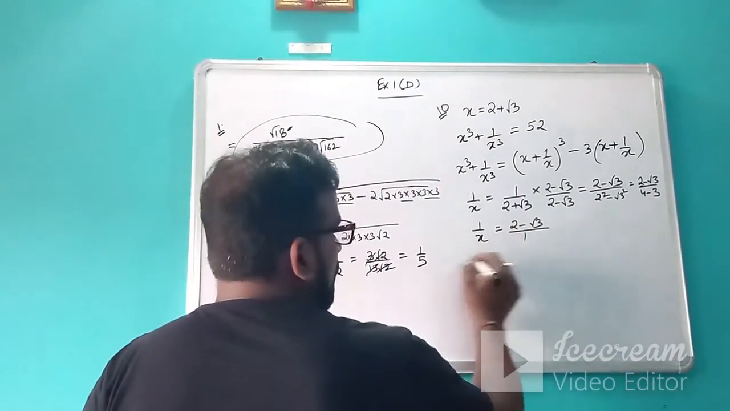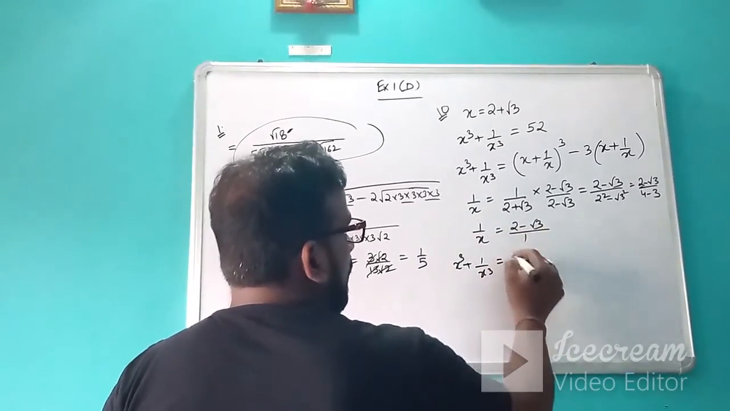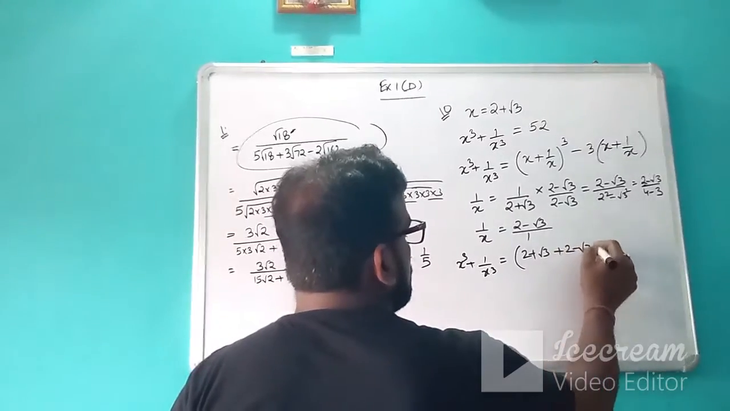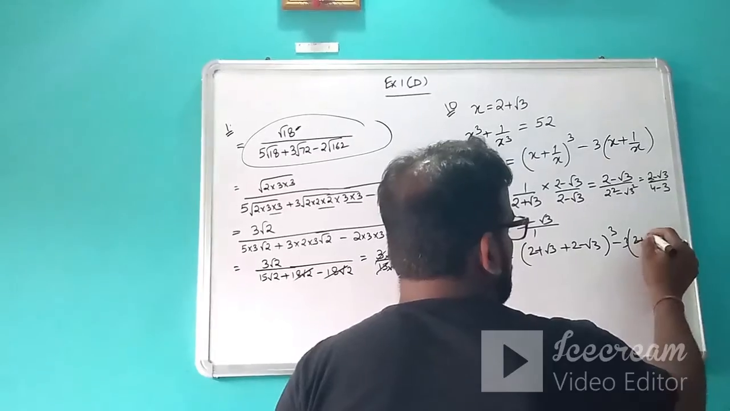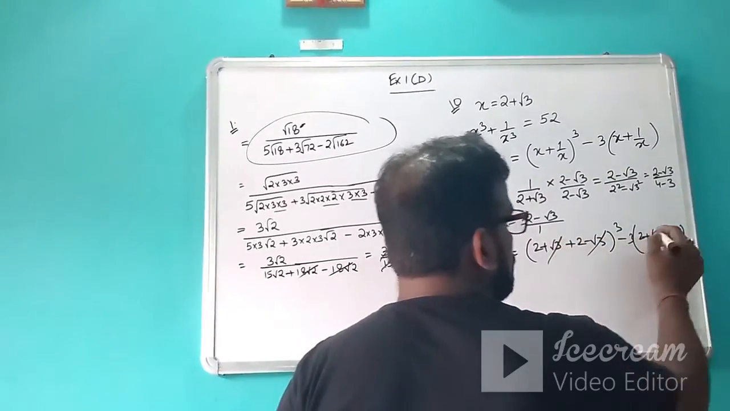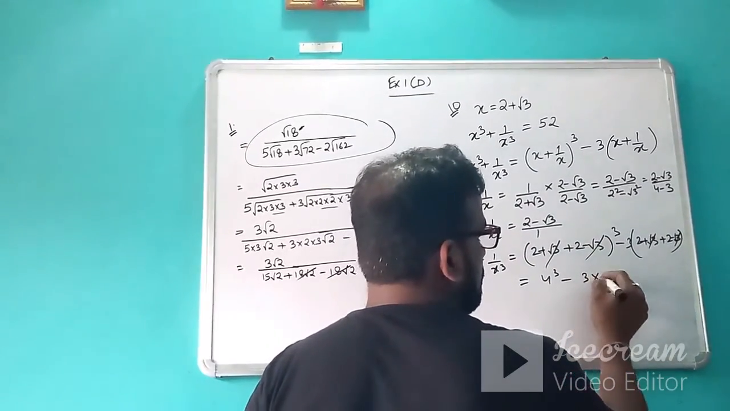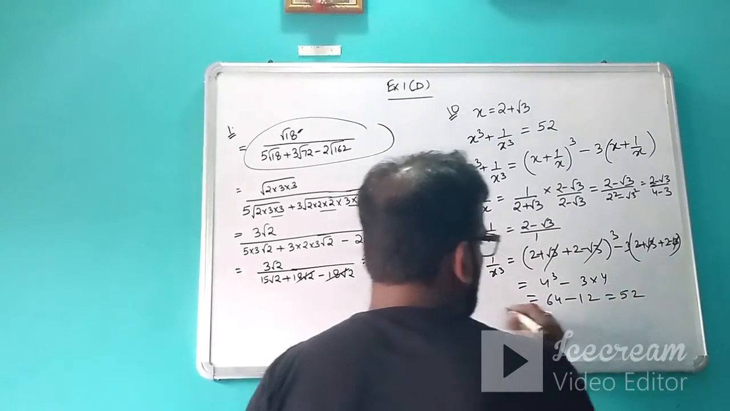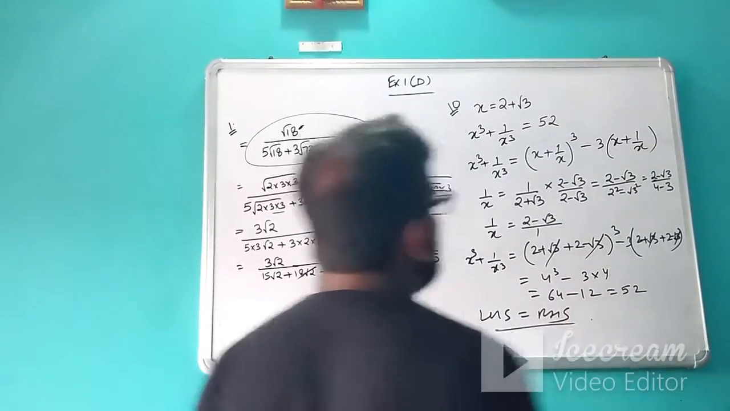So just simply put the value. What will you get when you put the value? x is 2 plus root 3, 1 upon x is 2 minus root 3, whole cube, minus 3 into 2 plus root 3 plus 2 minus root 3. So root 3 cancels, and you will get 4 cube minus 3 into 4, that is 64 minus 12, which is 52. So LHS is equal to RHS, hence proved.